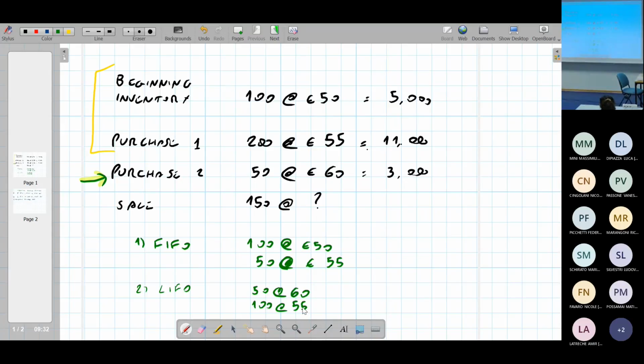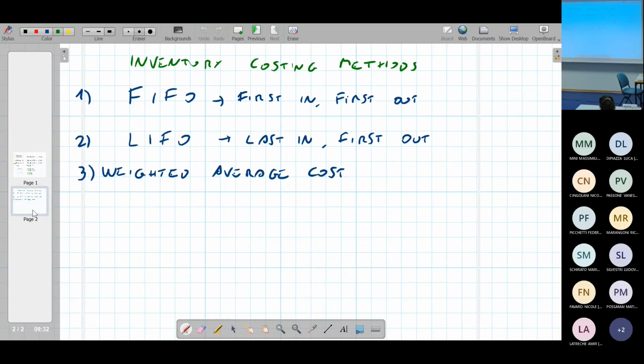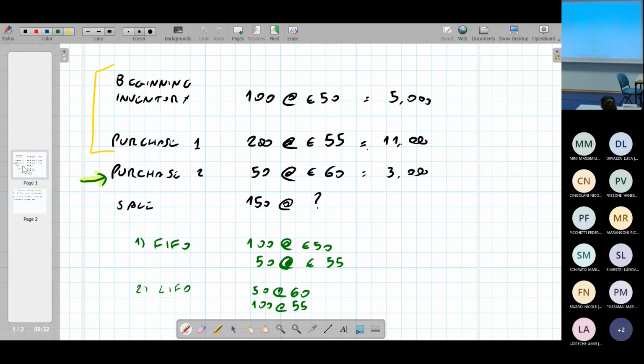The weighted average cost is somewhere in between the two methods. It gets you a middle ground result between LIFO and FIFO. The weighted average is the average price weighted by the quantities. If you look at this, you have three different prices, 50, 55, and 60. You don't simply calculate the average of those three numbers. You calculate the average weighted by the quantities. Let me explain the idea.